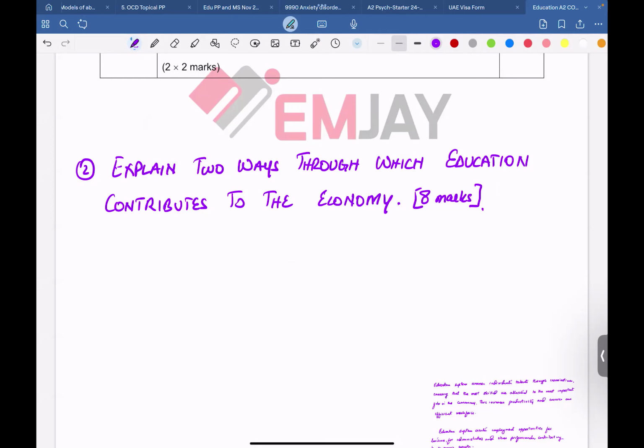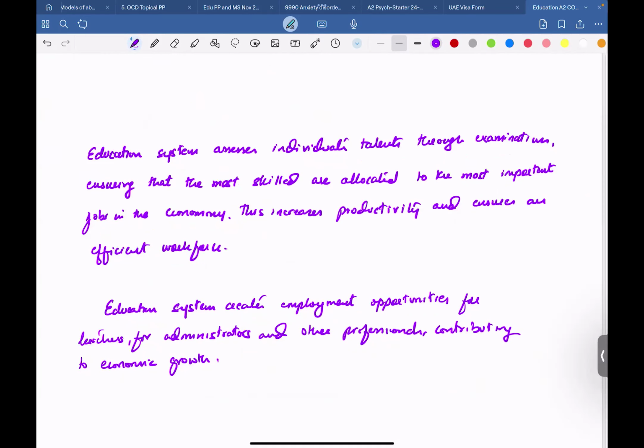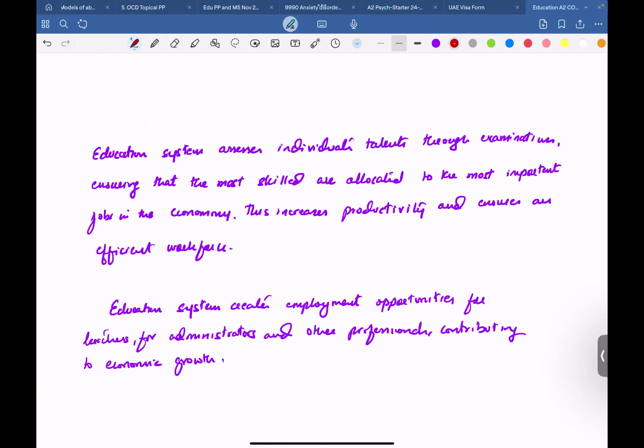Now, you could actually use the same content that we have put up over here and just additionally add up sociological material to it. Now, for instance, if you recall, this point was put forward by functionalists, Davis and Moore.